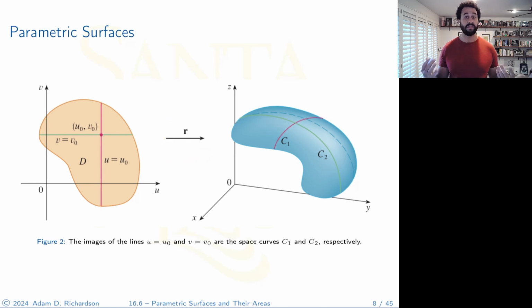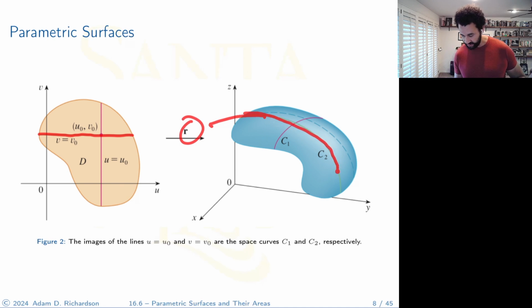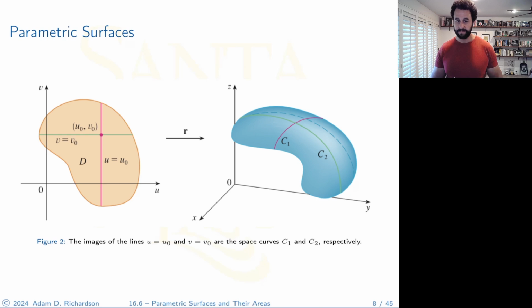Similarly, you can fix V, right? So if you fix V equal to V naught, then you're focusing all your attention on this horizontal line, mapping it with R, and then what you get is this green space curve right here. So it makes sense why they call them grid curves, right? Because these are essentially the grids from the UV plane being mapped to these grids on our surface that are actually on the surface itself.